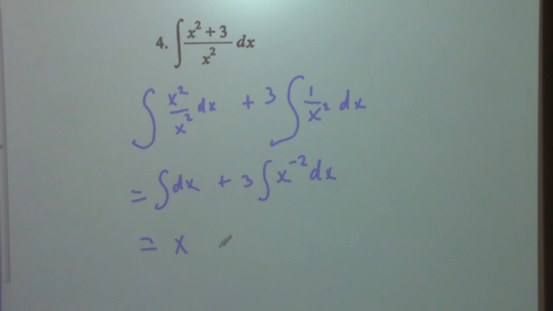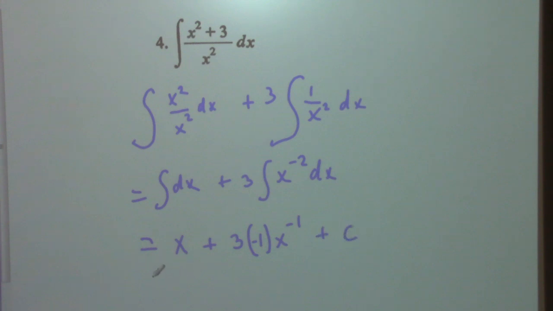And then this here, we're going to get plus 3. And what is the bump up here? It's going to be x to the -1. And then we're going to divide by what we bumped up to. So we can divide by -1, which is the same as multiplying by -1. And then we have the plus c right over here.